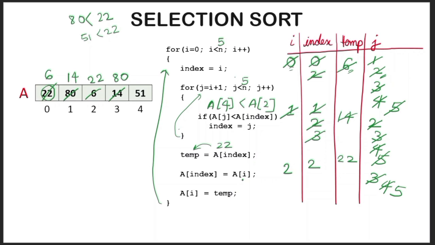Now a[i]. What is a[i]? a[2] is assigned to a[index]. a[index] is your same a[2]. So the same value 22 is assigned. Why? Because both these elements are greater than your 22. So there was no swapping done. So this was your third pass. Now we will go for the fourth pass. That is, now again the i value is incremented from 2 to 3.